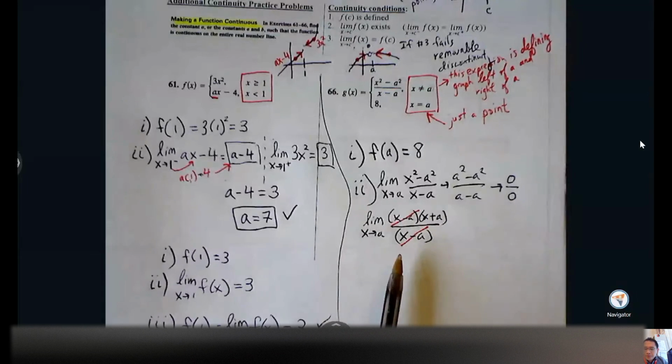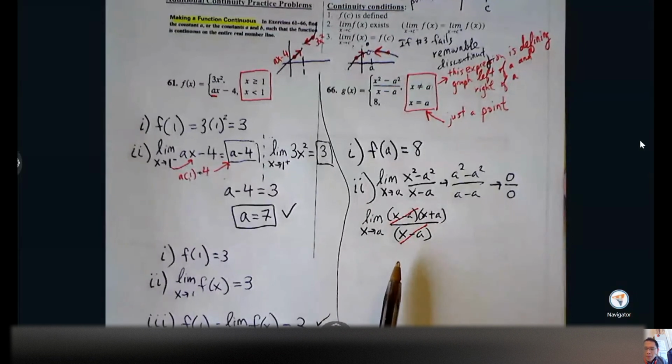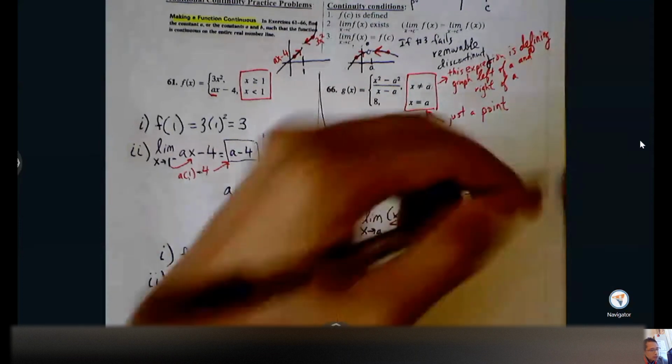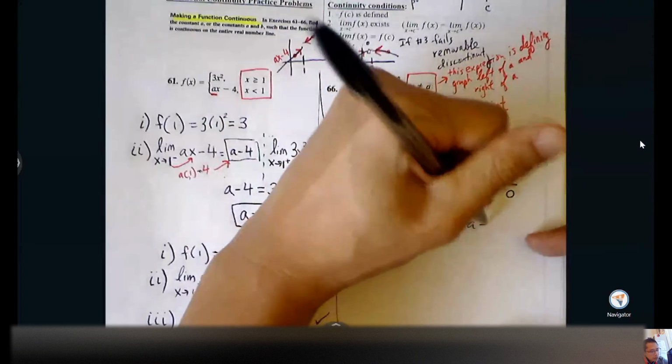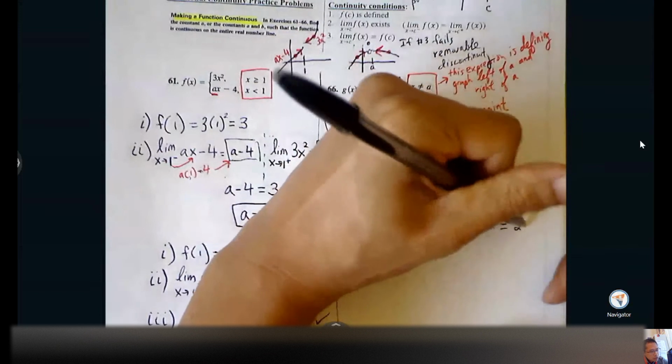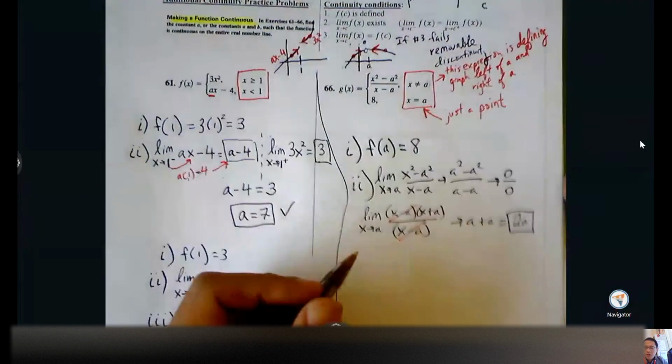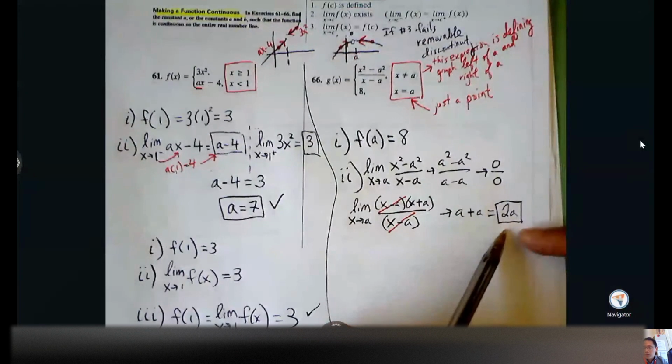What's next? Substitute. Yep, substitution, a in for x, a plus a is 2a. So we still don't know what the a value is, but at least we have some expression to work with.